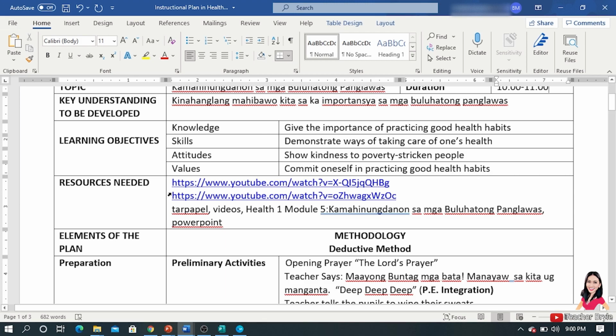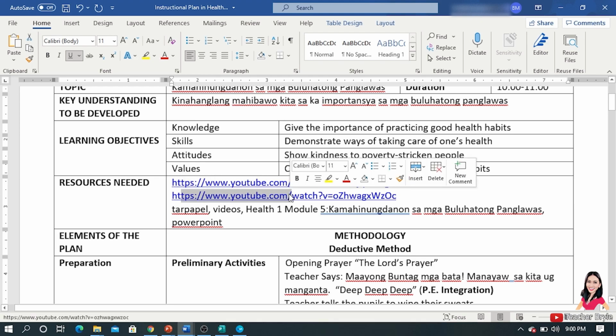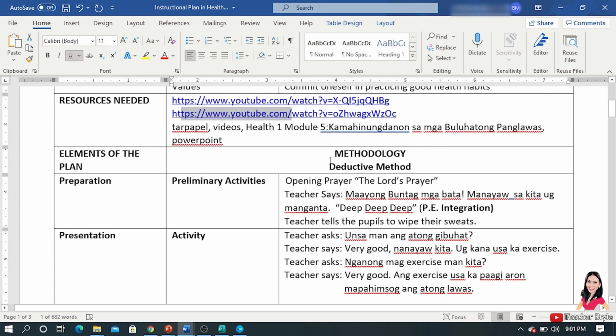So, the resources needed. We have here links from YouTube. This is a prayer link from YouTube, and this second link is another action song from YouTube. Other resources needed: tarpapel, videos, Health 1 Module 5, kamahinungdanon sa mga buluhatong panglawas, and also PowerPoint. Elements of the plan: the methodology that I used was the deductive method, explaining the topic.